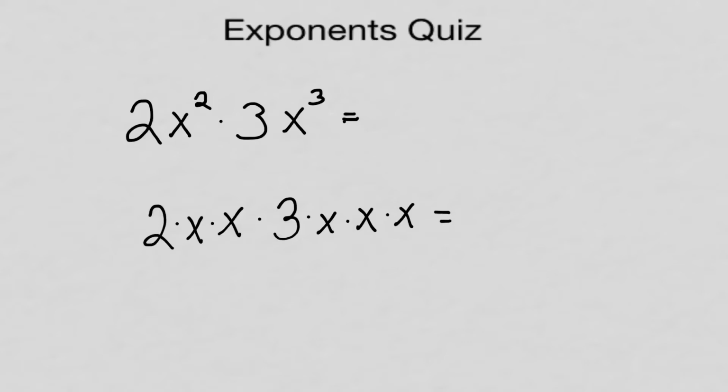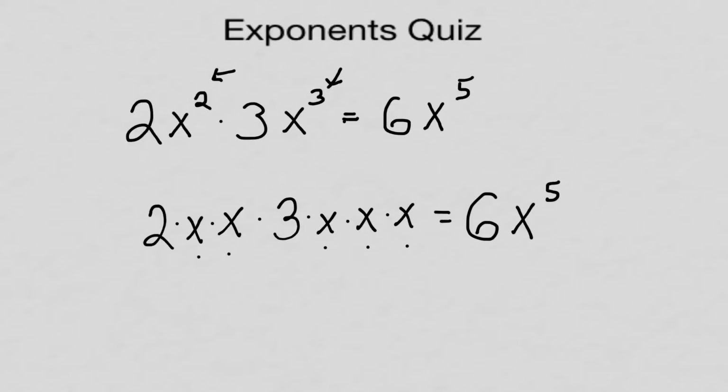I can multiply the numbers, the coefficients. 2 times 3 gives me 6. And the x's: x times x times x times x times x is going to be x to the fifth. So just looking at the initial problem, 2 times 3 is 6. For the x, I add the two exponents, and it's the fifth. Just two different ways of thinking about this first problem.